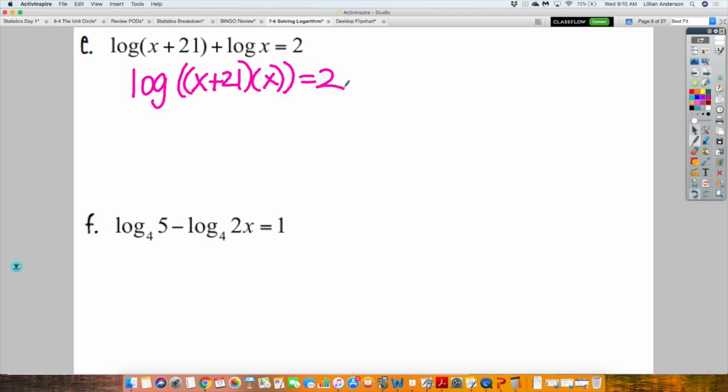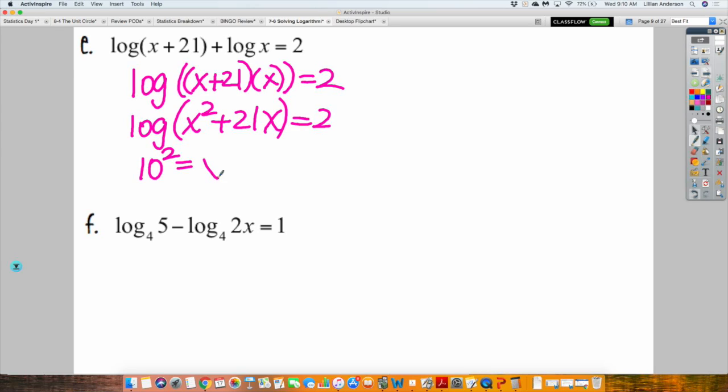X plus 21 times x becomes what? What do I do to that on the inside? So we have to condense it. This is still step 1. We had to apply the properties here to condense it. Now it looks similar to C and D. Step 2: rewrite it. What's the base here? So it's going to be 10 to the power equals. What's 10 squared?